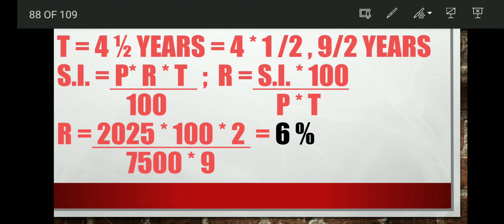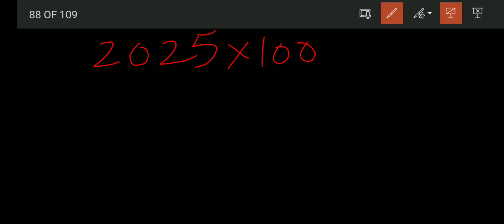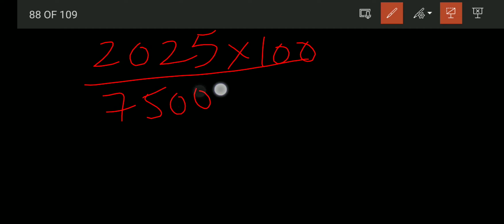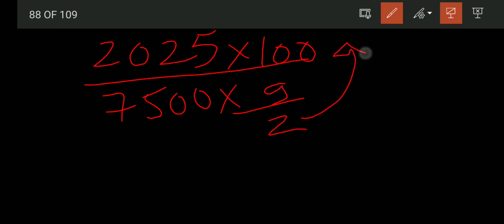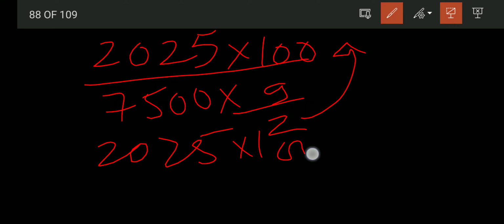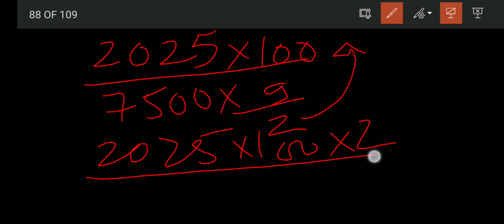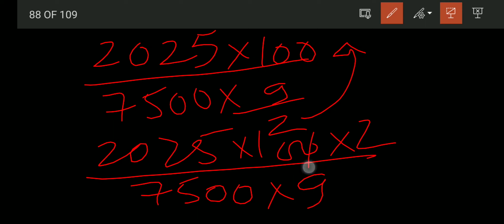I'll show you the working. See, this is 2025, this is SI into 100, principal 7500 into 9 by 2. This 2 goes up. So this becomes 2025 into 100 into 2 divided by 7500 into 9. So 2 zeros get cancelled.